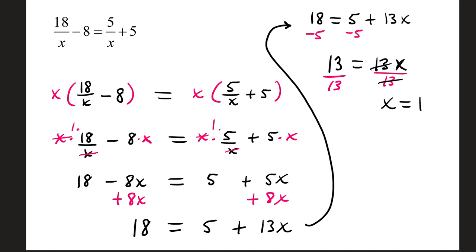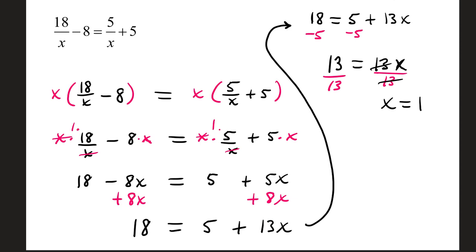Separating variables from numbers, in class you wanted me to move the negative 8x, which was a great choice because negative 8x is smaller than positive 5x. If you move the smaller amount, it will leave you with a positive variable term. So we have 18, this goes to 0, equals 5 plus 13x.